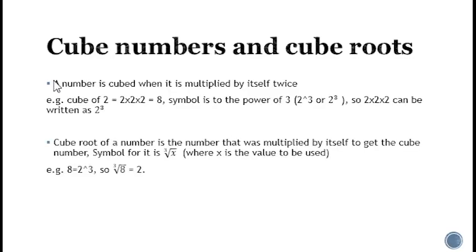The cube root of a number is the number that was multiplied by itself to get the cube number. The symbol for it is ∛x. For example, x equals 2 raised to 3, so ∛8 is 2. Common application: finding the volume of a cube. For example, a cube has a volume of 1000 cm³. To find its length, height, or width, you will know it's 10 because ∛1000 is 10.